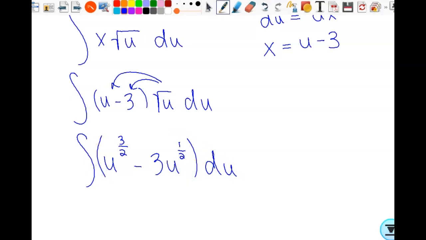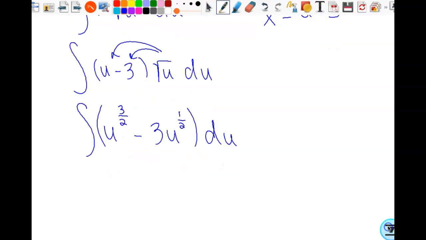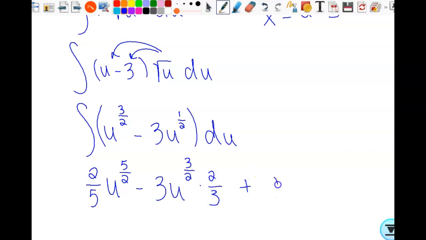Now we can integrate term by term with respect to u. So what is the antiderivative of u to the 3/2 power with respect to u? There you go. And then dividing by 5/2 is the same as 2/5, minus 3 u to the 3/2. Dividing by 3/2 is the same as multiplying by 2/3, plus c. Clean it up, make your u-sub.